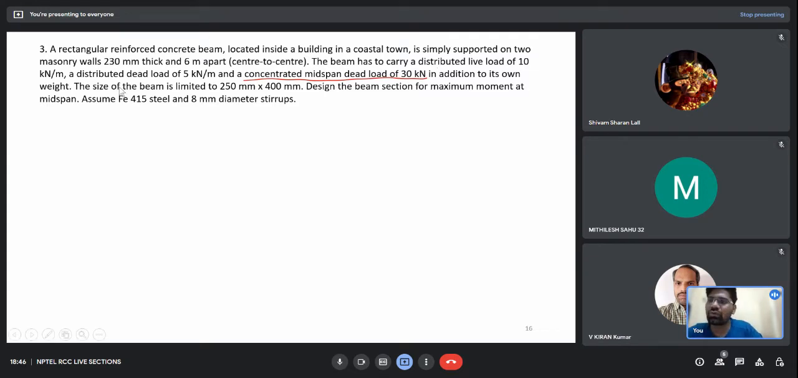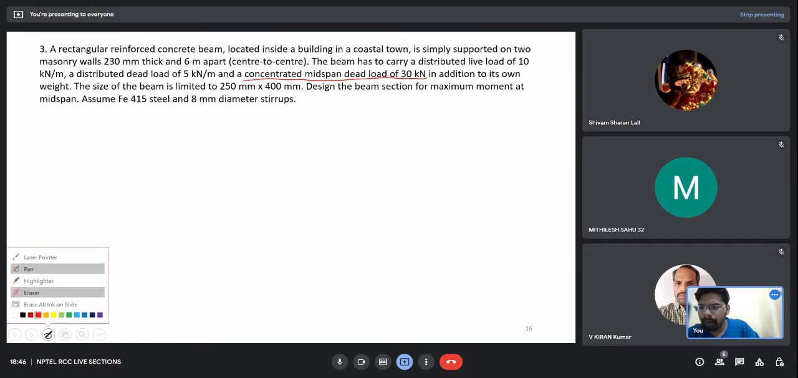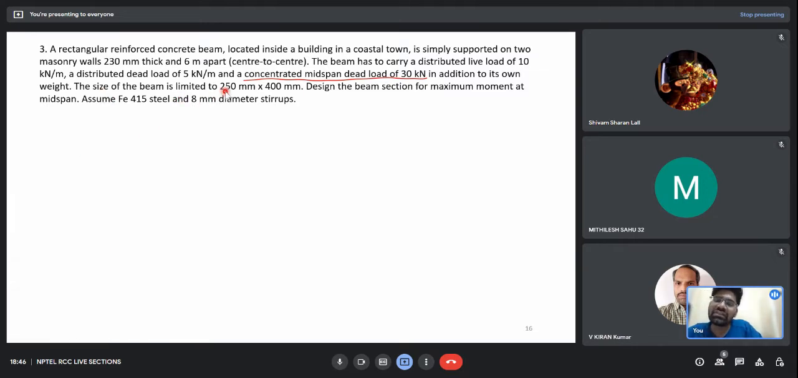In addition to its own weight, the size of the beam is limited to 250 mm by 400 mm. Oh, so there is a twist now. Just use your common sense and tell me. In the last problem, you have to solve this, but just use your common sense.